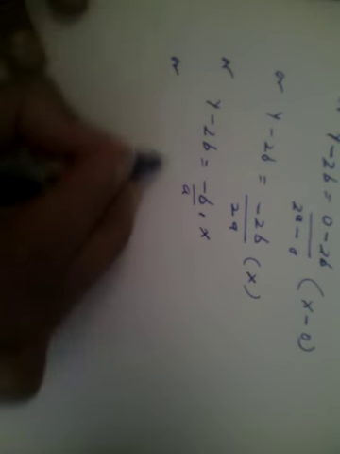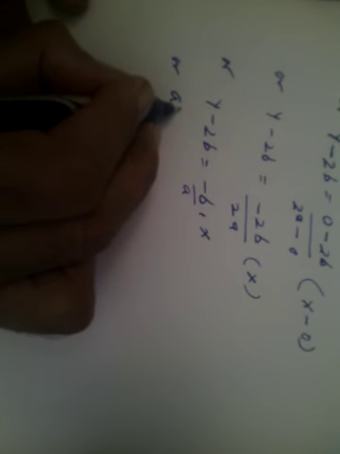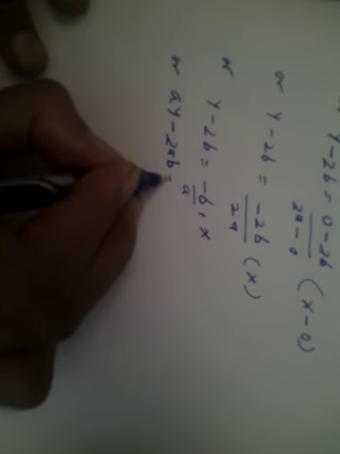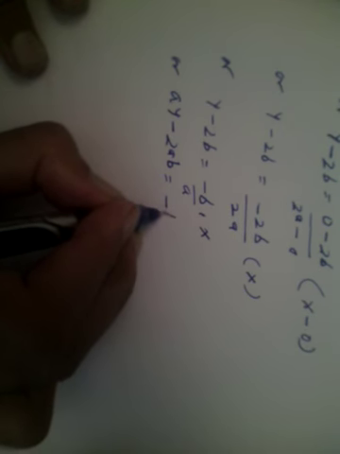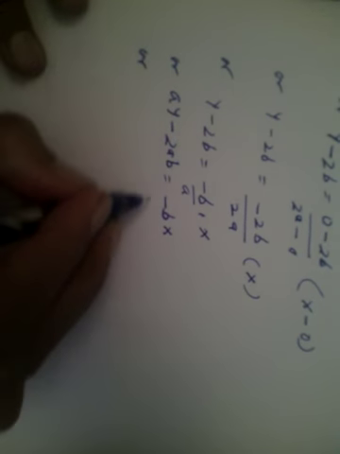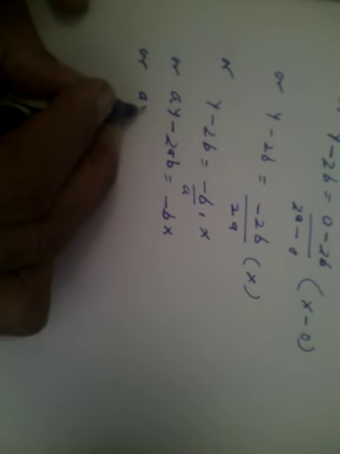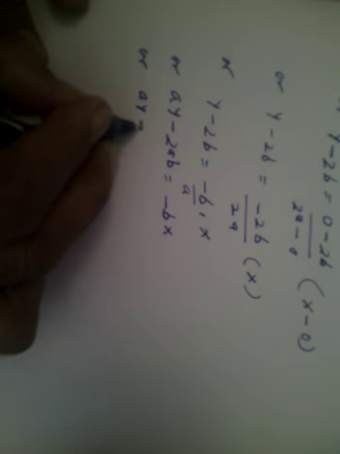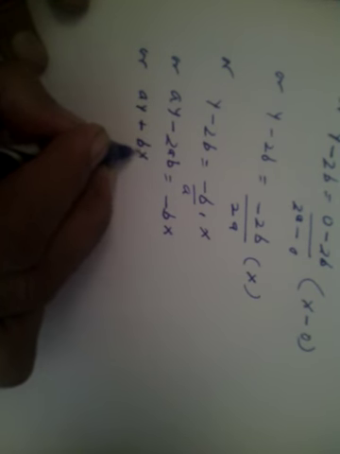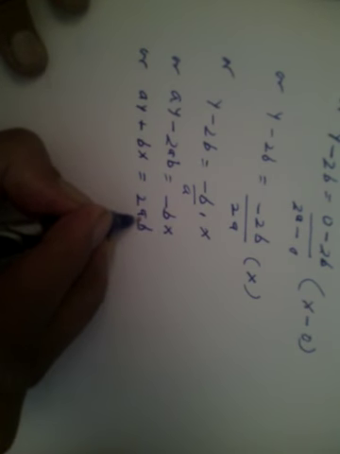Or, cross multiply by a, it becomes ay minus 2ab is equal to minus bx. We can bring the 2ab to the right side, so ay plus bx on the left side, as minus 2ab on the right side becomes plus 2ab.